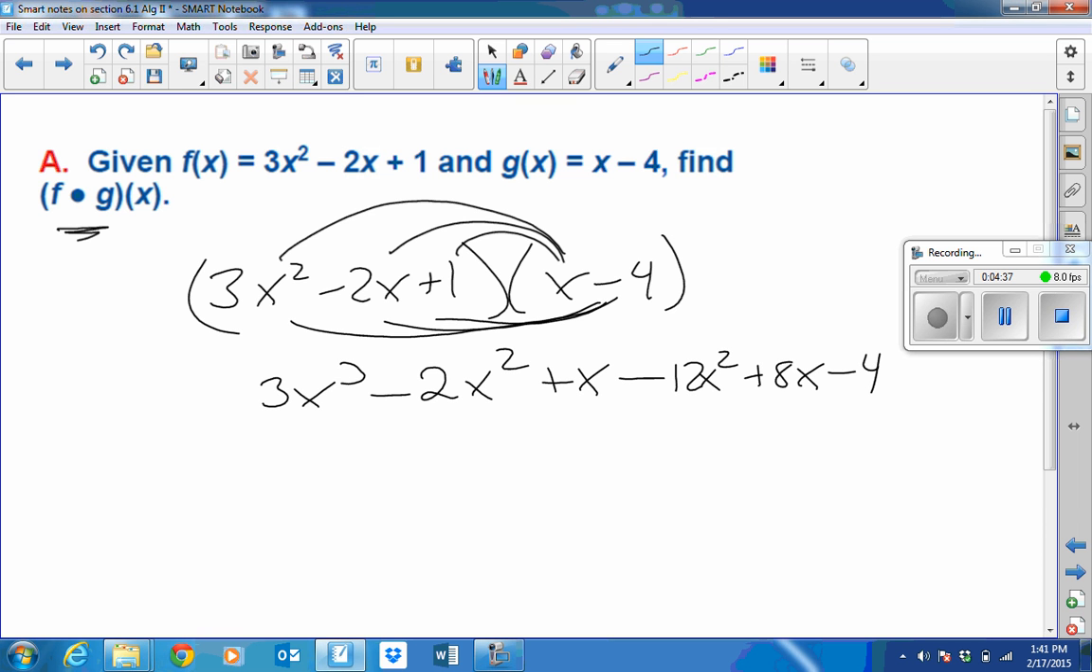Collecting like terms, I have 3x cubed minus 14x squared plus 9x minus 4.